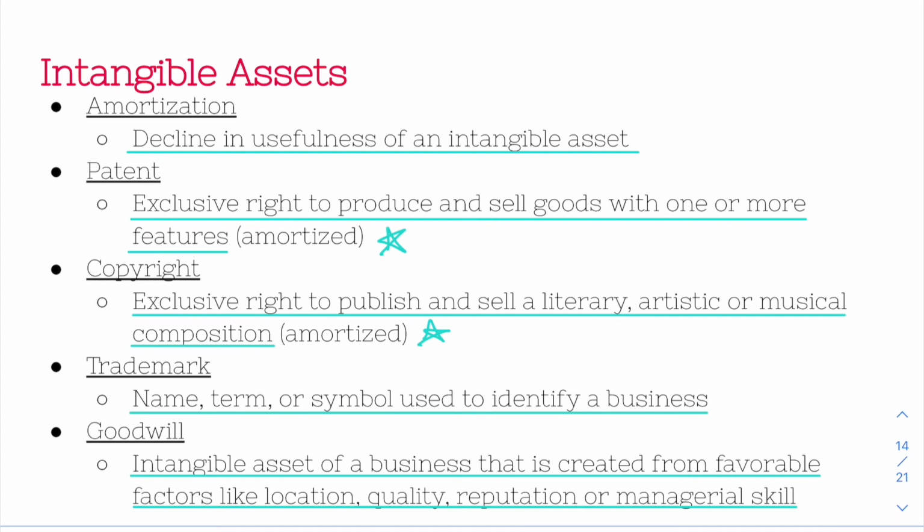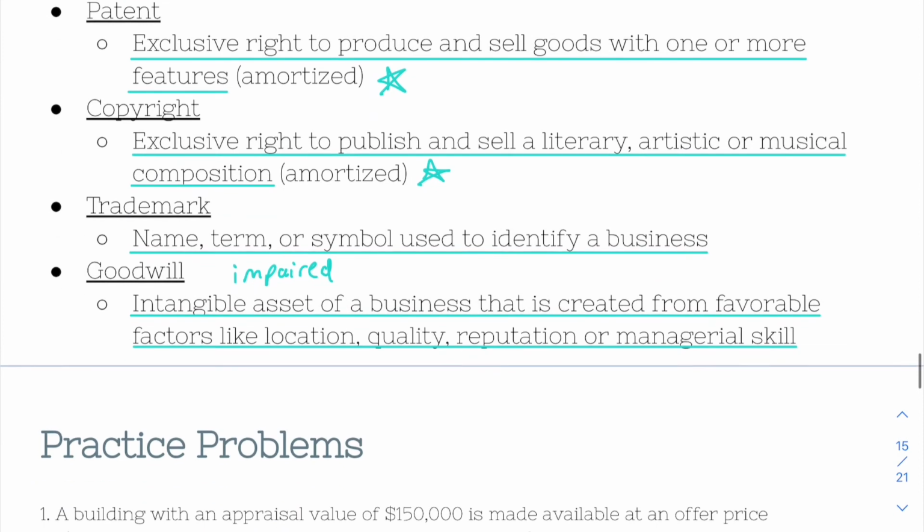You can read about that more in the textbook. I don't foresee it being tested too heavily or anything, but if you have questions about it, I'd be happy to go into more detail or discuss it further. But for the purposes of this, you should know amortization is a decline in the usefulness of an intangible asset, and patents and copyrights are amortized, trademarks we don't do anything with, and goodwill is impaired. Okay, that was a lot, so now we're going to do some practice problems.